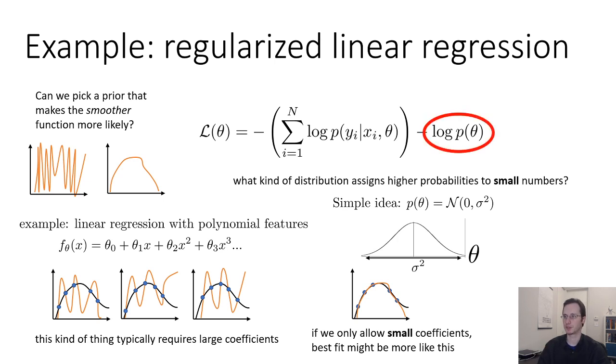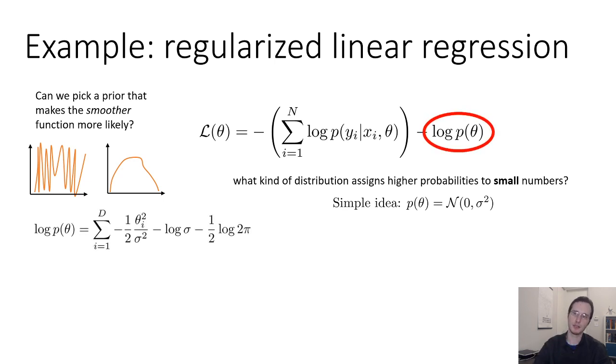Okay, so let's talk about this a little more. Again, here is the expression for the log probability of a normal distribution with a mean of 0. So we sum over all the dimensions of theta, and for each dimension, we have negative 1/2 times theta_i squared divided by sigma squared, minus log sigma, minus 1/2 log 2 pi. Now, the only thing here that depends on theta is the first term. The second and third terms don't influence theta, so we can disregard them, because no matter what they are, they won't affect the optimization over theta.